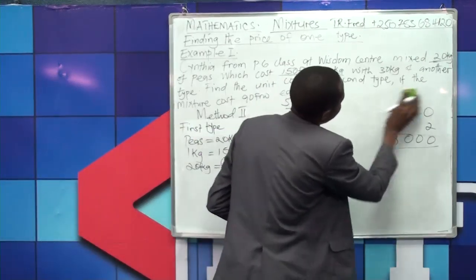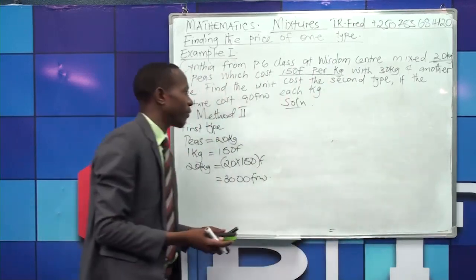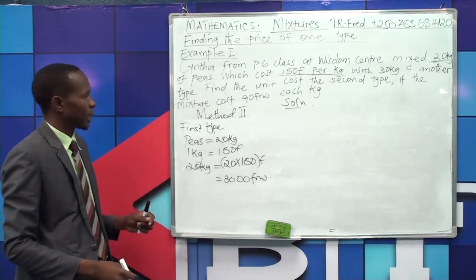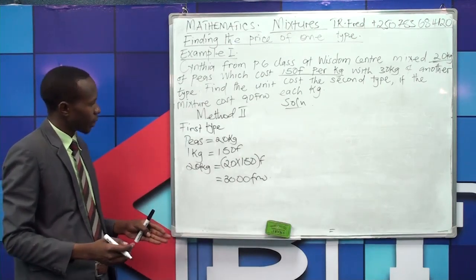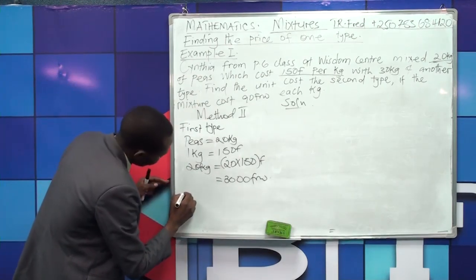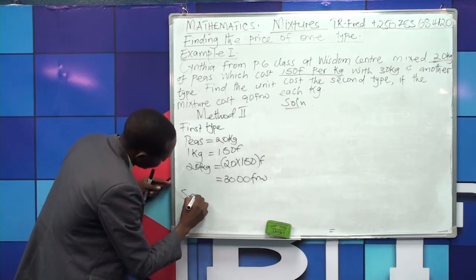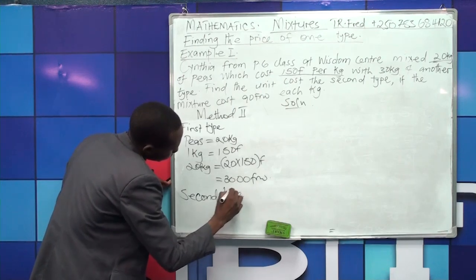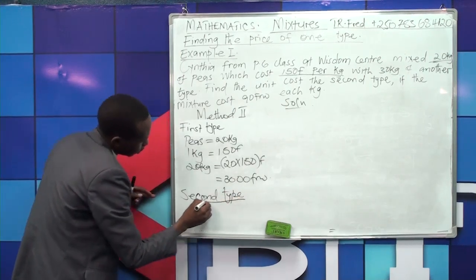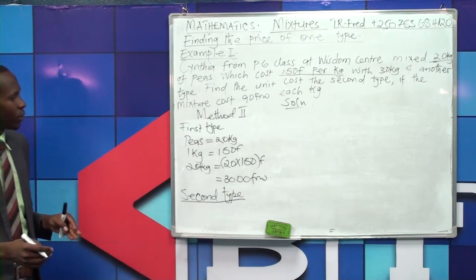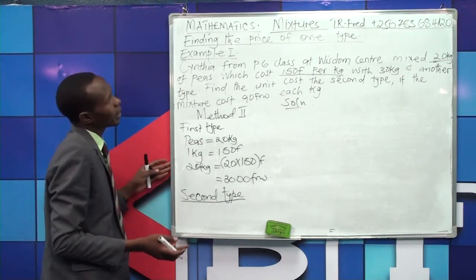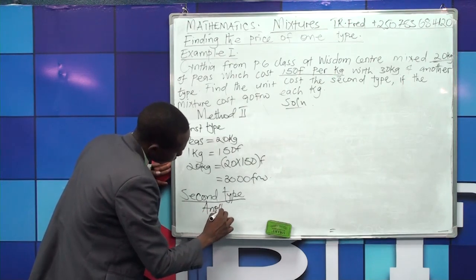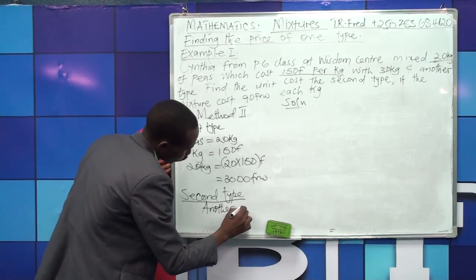After identifying the amount that was spent on the first type of peas as 3,000, we shall have to come to the second type. So we have come to the second type. For the second type, they didn't identify the name, they just said the other. So I'll say other, just like it is reflected in the question.